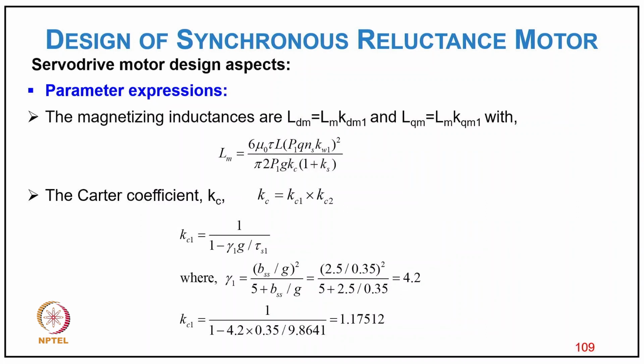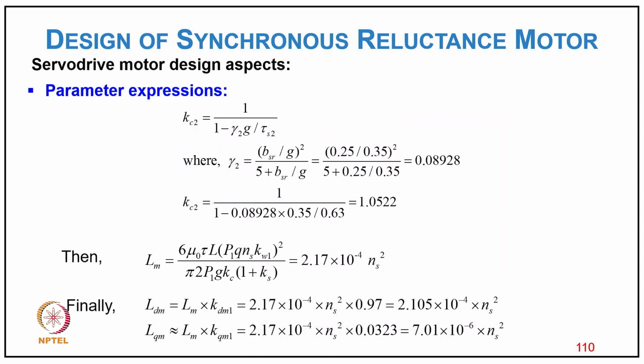Magnetizing inductance LDM and LQM. So LM here is calculated as 6μ0 tau L P1Q NS KW square divided by 2π P1 K G KC (1 + KS), and the Carter coefficient KC equal to KC1 KC2. KC1 is 1 upon 1 minus γ G upon tau s, where γ is 1 BSS upon G square upon 5 plus BSS G, which comes 4.2. KC1 comes 1.17512, and KC2 comes similarly 1.0522. So LM comes, putting a value, 22.117 × 10^-3 NS square.